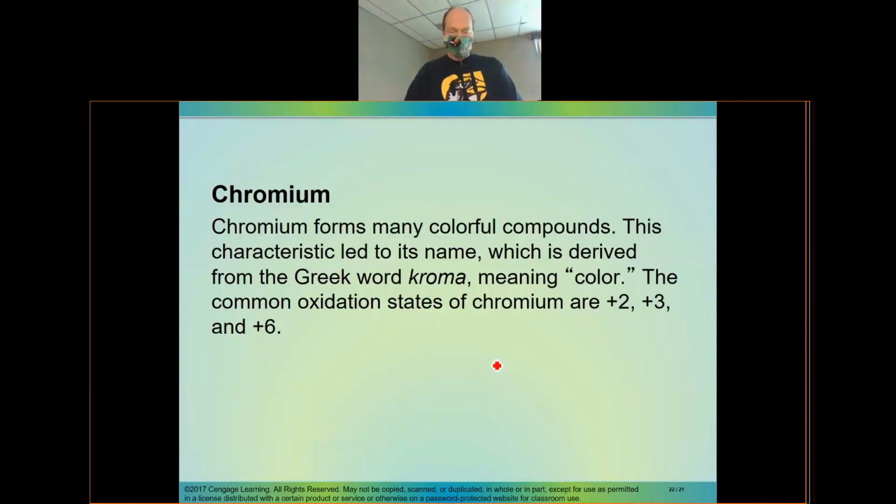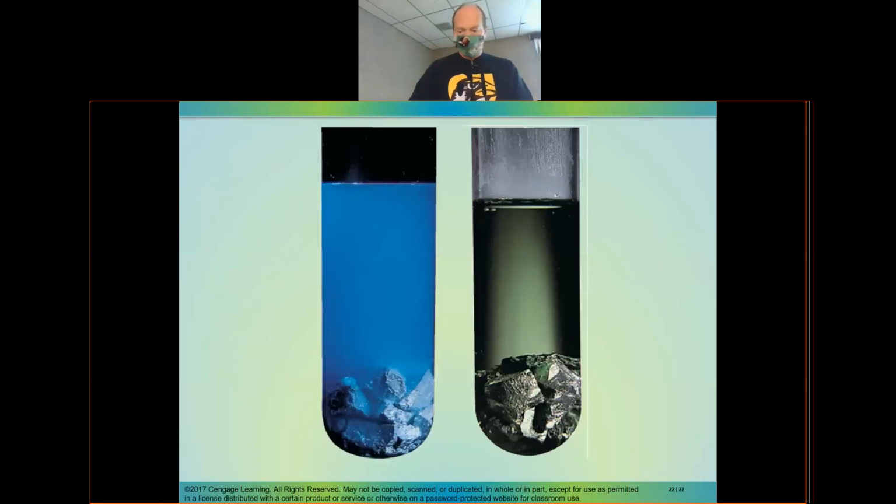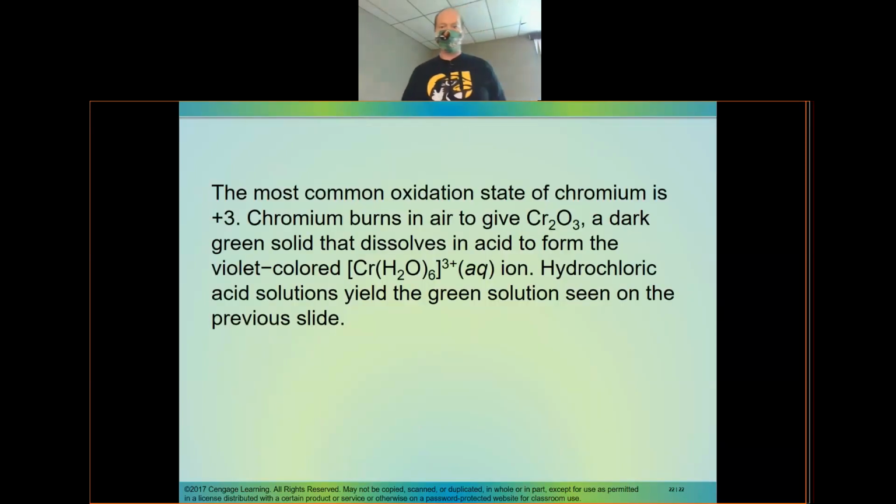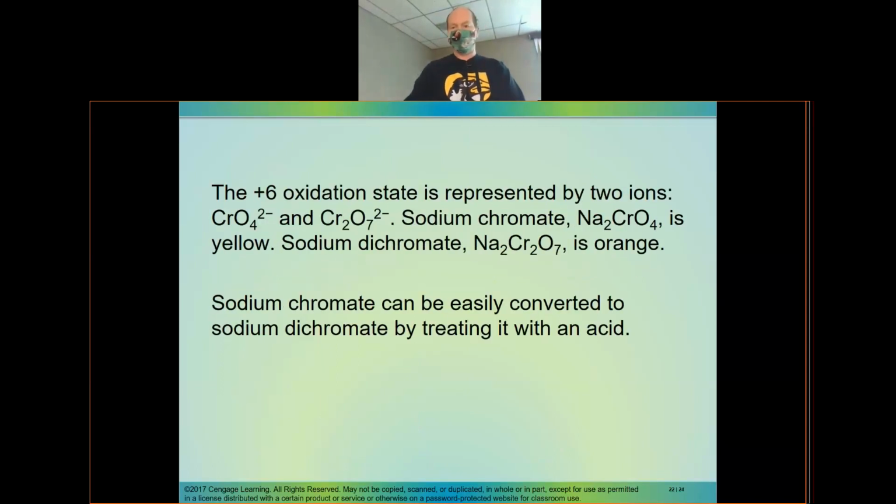All right, so chromium, again, your transition elements make colorful compounds due to the paramagnetic electron transferring in the d orbitals. You have stable oxidations of +2, +3, and +6. So they are colorful, and the word comes from chroma, which means color. All right, so there are just a couple of pictures of your chromium.